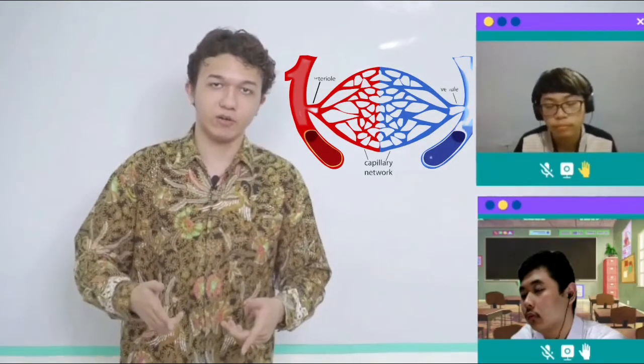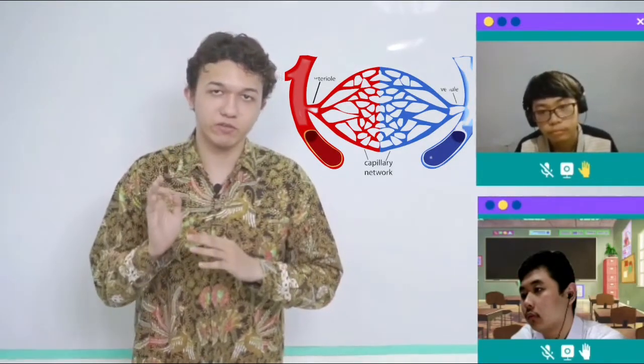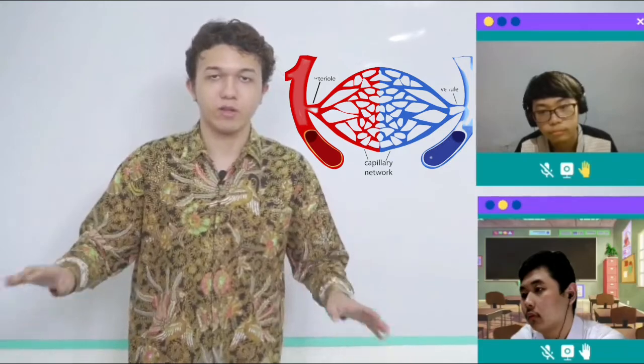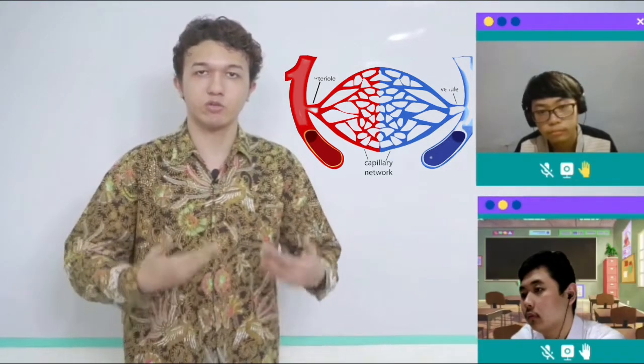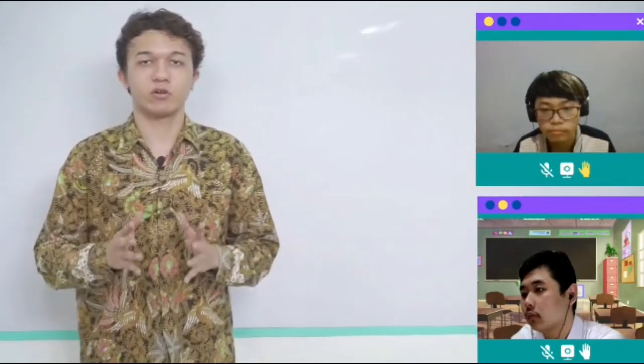Your capillaries are the smallest blood vessels in your entire body. These connect to your muscle tissue, to your organs, everything. Anyway, that's all about the circulatory system.